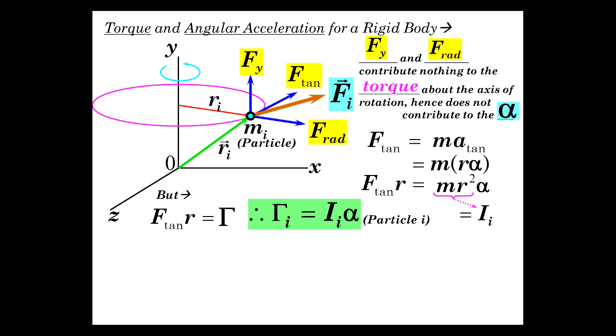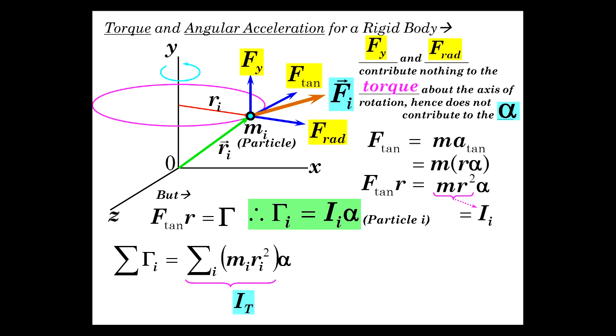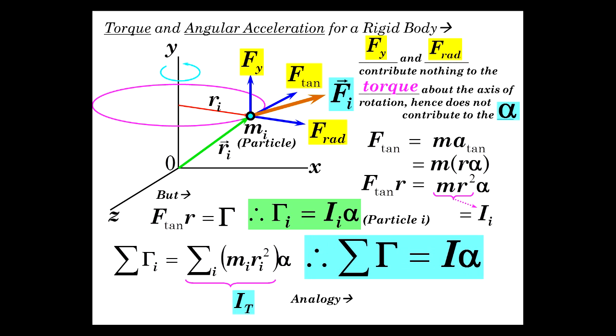Now for a rigid body, you know that the angular acceleration is equal for all points or infinitesimal masses at different locations on that extended body. Thus, the sum of the torques is the sum of the m_i r_i squared, quantity times alpha, and we have that this is the total moment of inertia. And thus we have the sum of the torques is I alpha, analogous to the sum of F is ma.